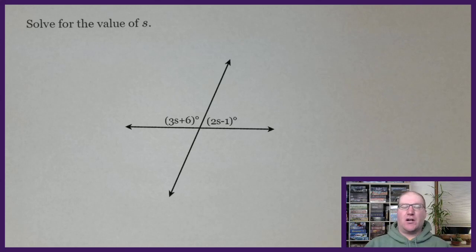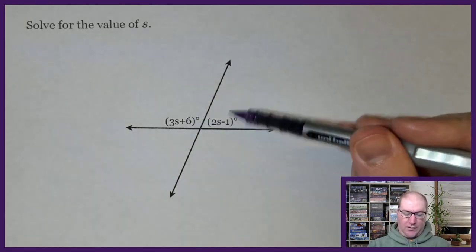In this video, we're going to talk about how to set up equations using angle relationships. So let's take a look at this first example here. We have two lines that have intersected to create four angles.